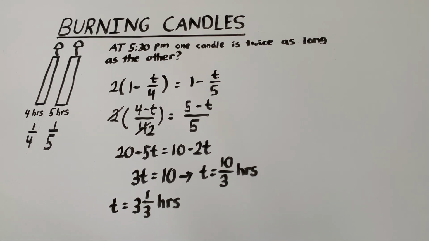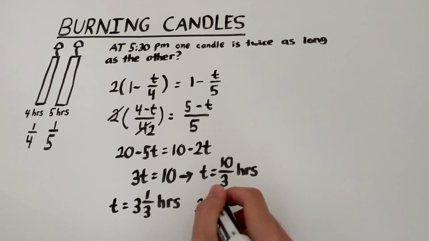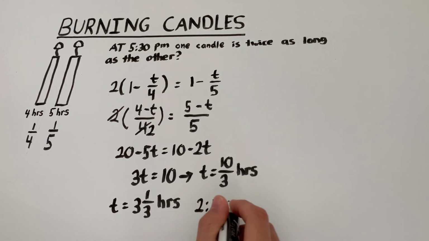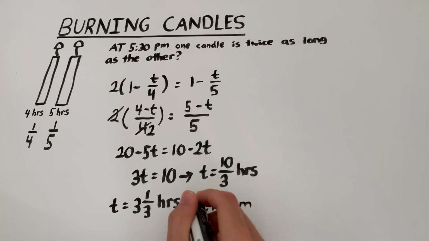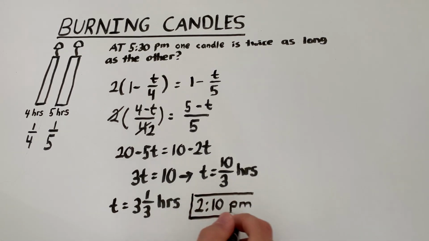And 3 hours and 20 minutes before 5:30 p.m., well, 3 hours before 5:30, that's 2:30. 20 minutes before 2:30, that is 2:10 p.m. So the candles have to be lit at 2:10 p.m. so that by the time 5:30 p.m. comes around, one candle is twice as long as the other.